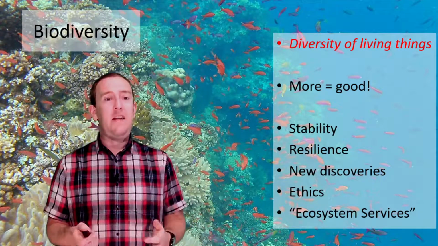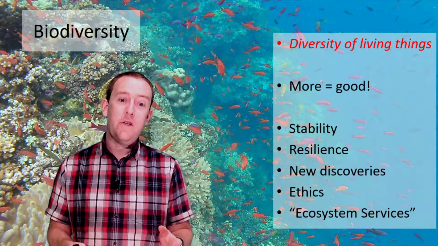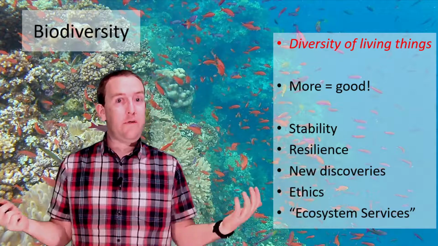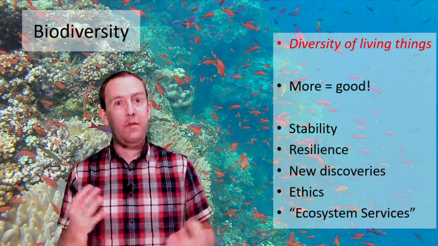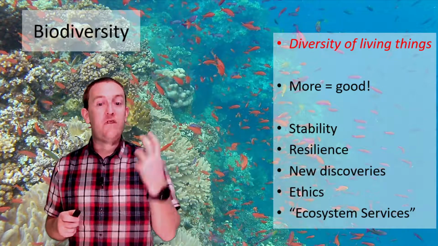It's about stability. If the environment changes and your one species is not well adapted to that environment, then it's likely that your place is going to become a desert. If you've got high biodiversity, something at least will have the ability to survive whatever the environment does. That is stability and that is resilience.